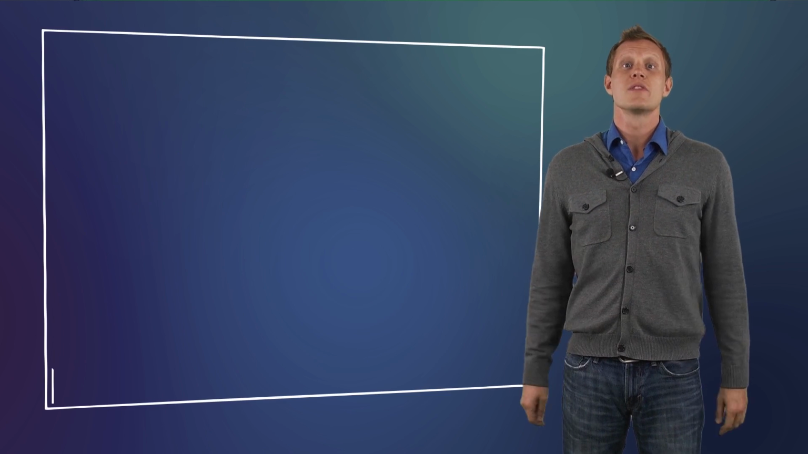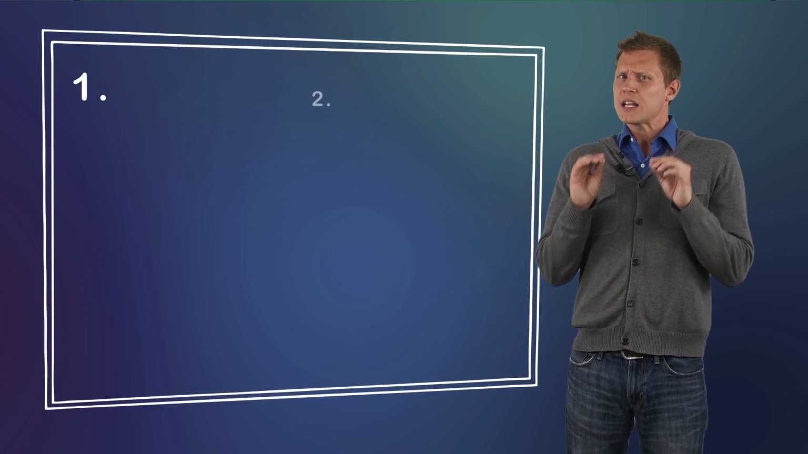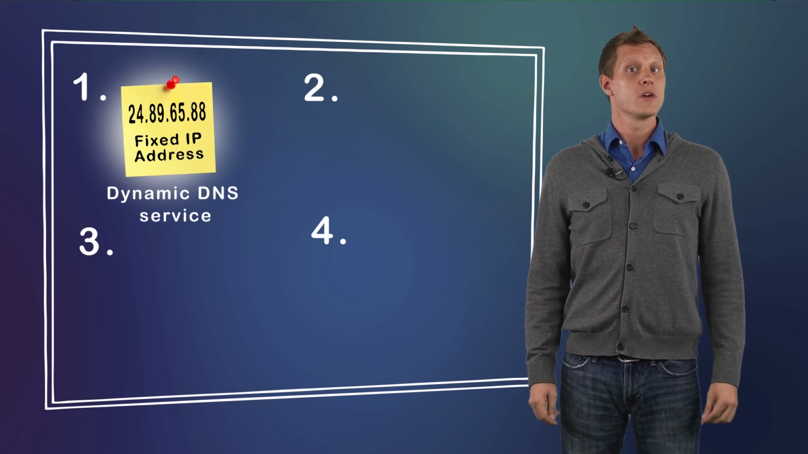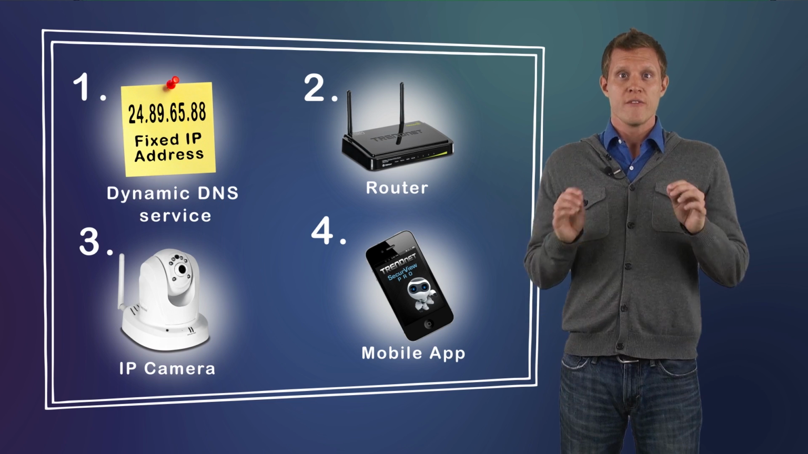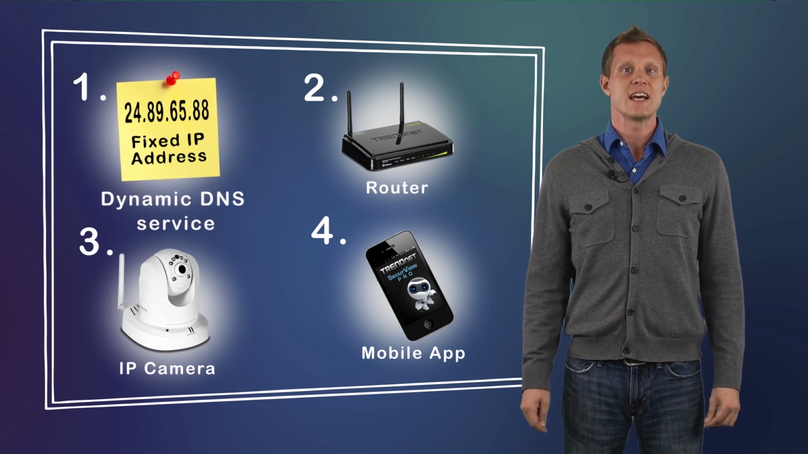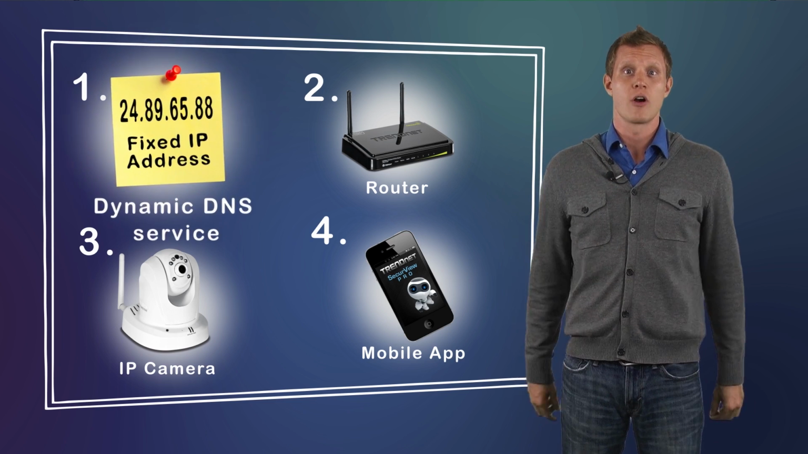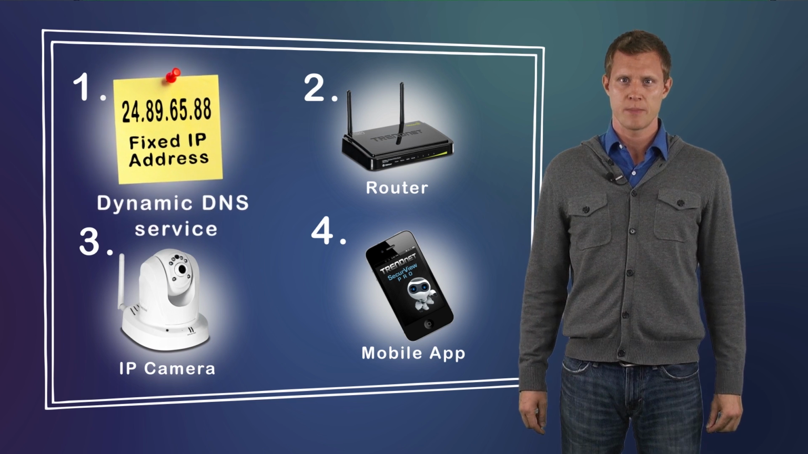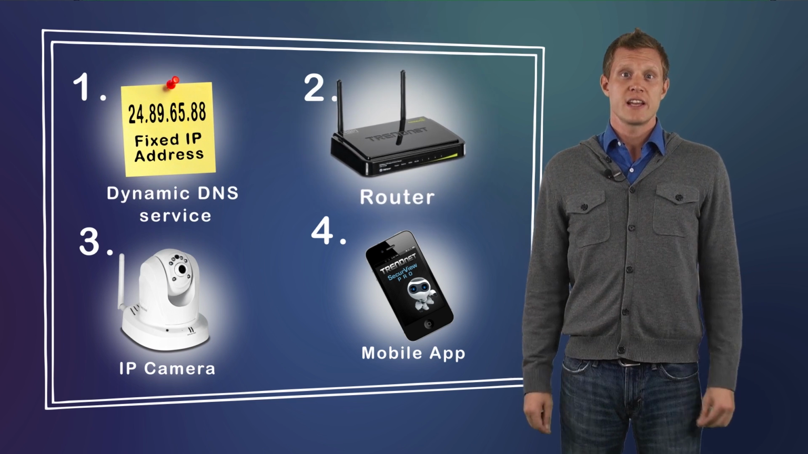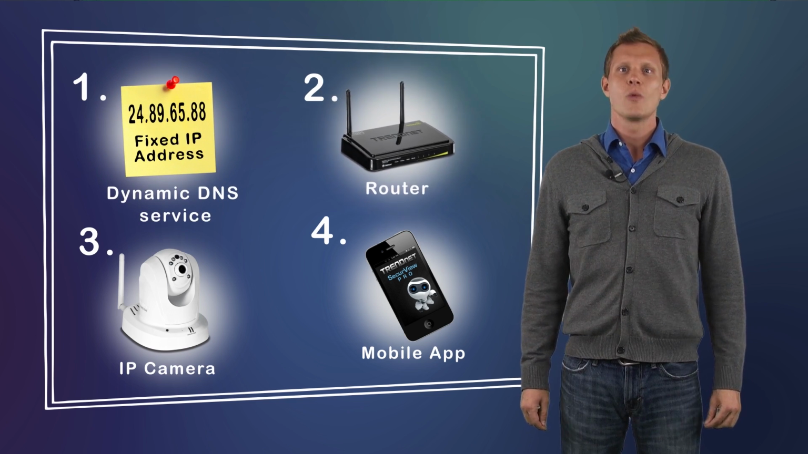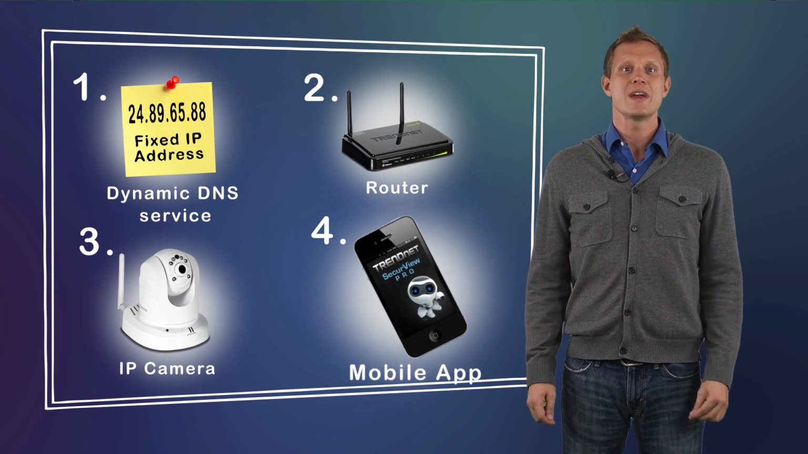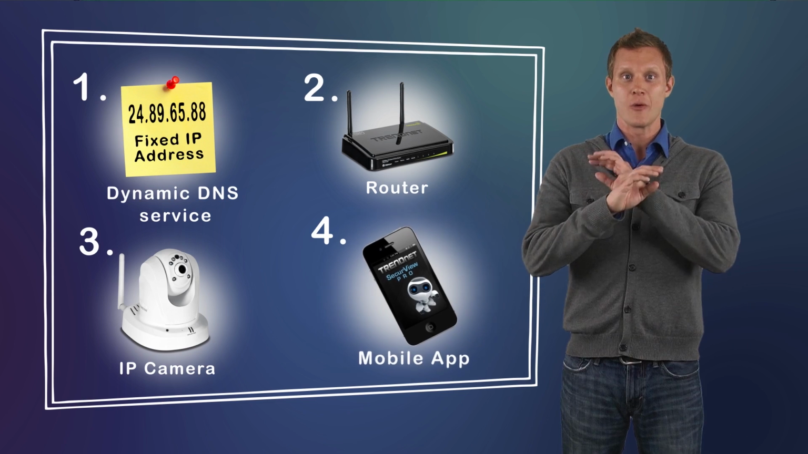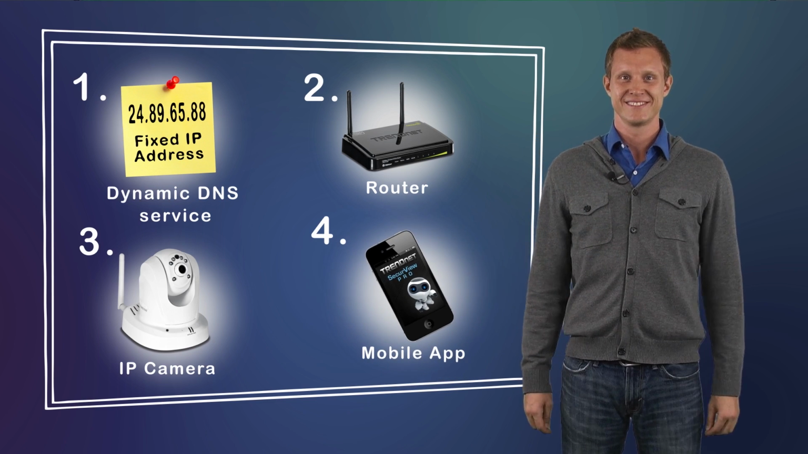So, let's go over the big picture. For non-cloud cameras, we need to perform 4 separate tasks to view a home IP camera on our mobile device. First, we'll sign up for our dynamic DNS service, which eliminates the issue of our home IP address always changing. Second, we'll be changing settings on our router. Third, we'll change the settings on your IP camera. And finally, we'll set up TRENDnet's free mobile app to view video anywhere there is an internet connection.